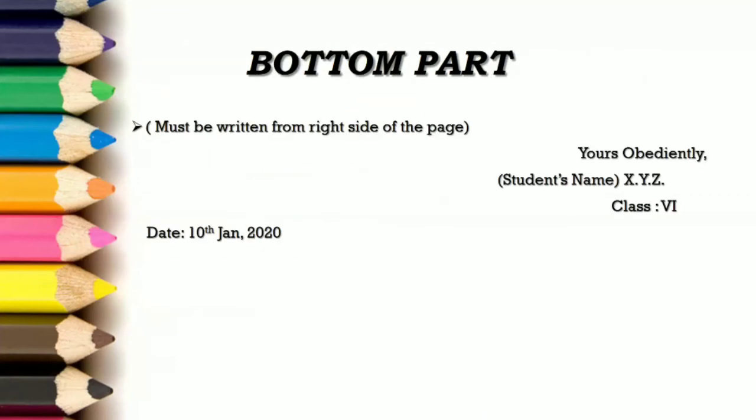Now comes the bottom part. Here you have to mention your name. The bottom part is written from the right side of the page. The top part is always written on the left side of the page, and the bottom part is written on the right side. You can see the pattern here. Yours obediently is written on the right side of the page. Yours obediently, comma, XYZ means the student's name, then class 6. Then on a new line, I haven't written the date on the line of class. I have written it in the new line. On the new line, on the left side, you have to mention the date.